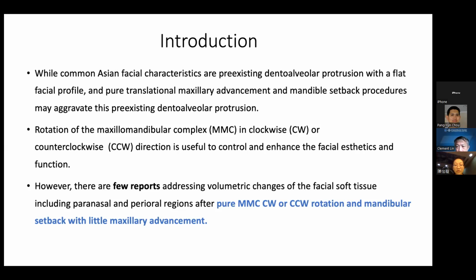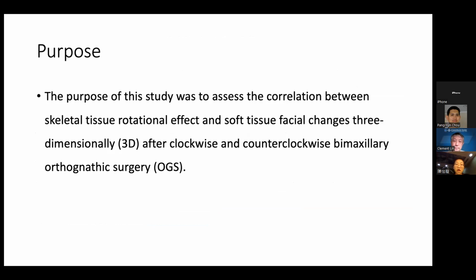However, there are very few reports addressing volumetric changes of the facial soft tissue, including paranasal and perioral regions, after pure MMC clockwise or counterclockwise rotation, and mandibular setback with little maxillary advancement. So the purpose of my study was to assess the correlation between skeletal tissue rotational effect and soft tissue facial changes three-dimensionally after clockwise and counterclockwise bimaxillary orthodontic surgery.